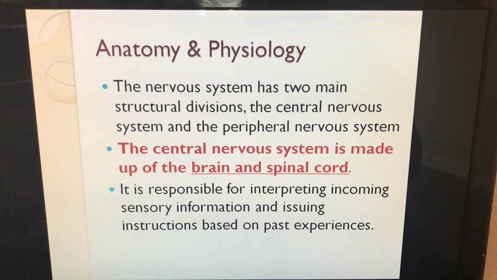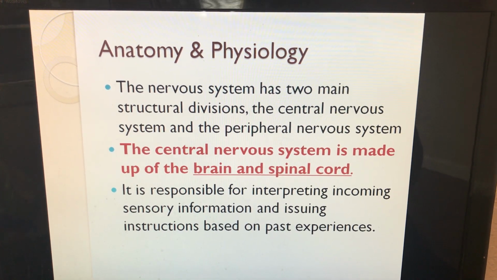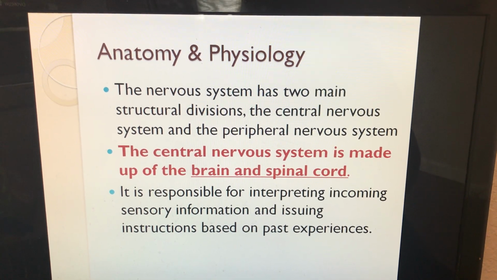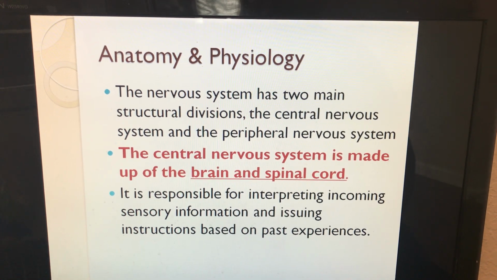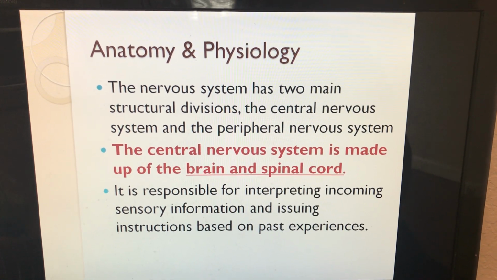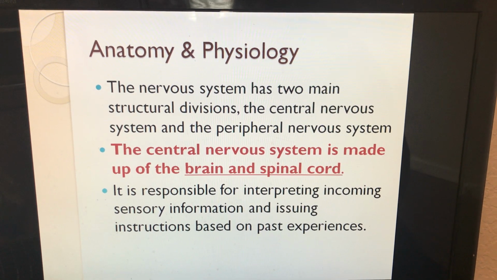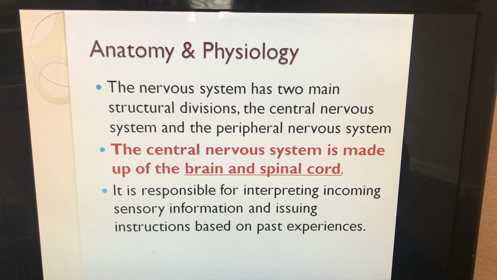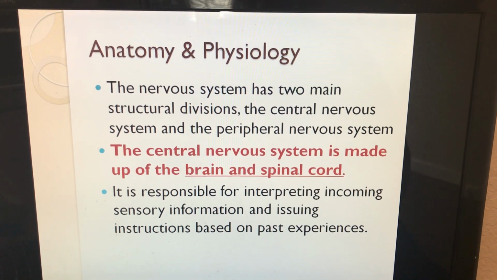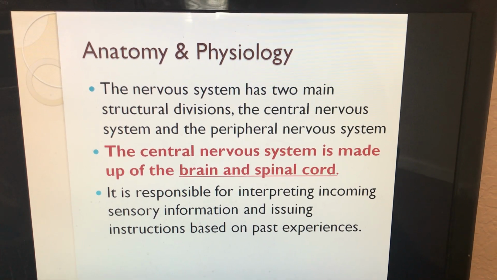So the nervous system has two main structural divisions, the central nervous system and the peripheral nervous system. The central nervous system is made up of the brain and spinal cord. It is responsible for interpreting incoming sensory information and issuing instructions based on past experiences.